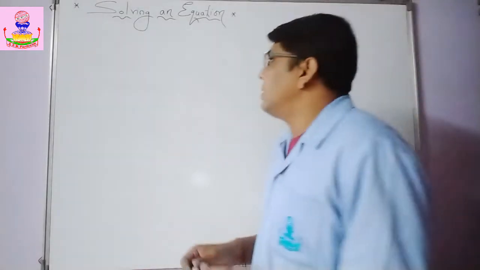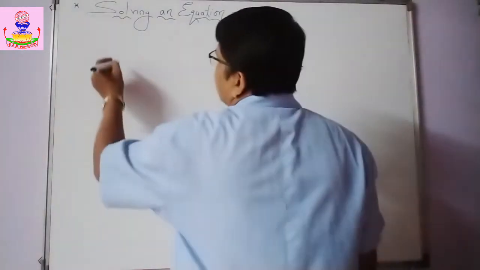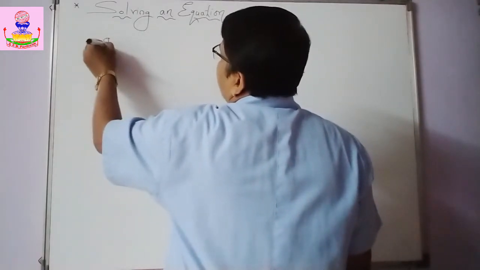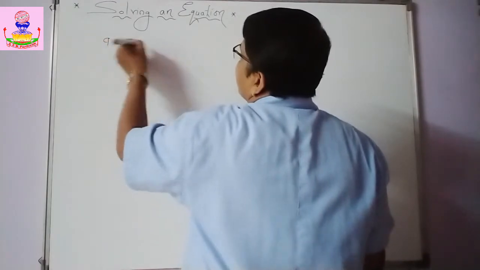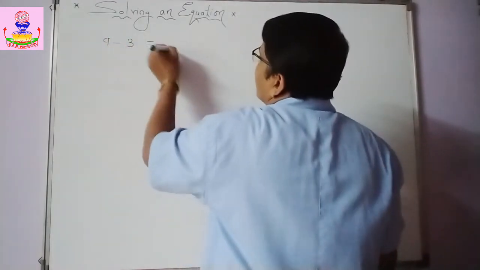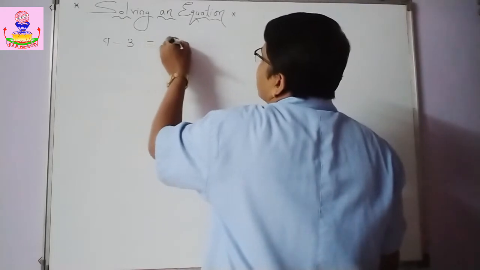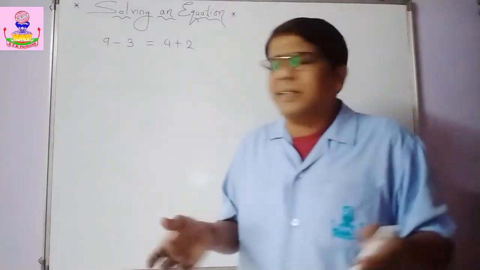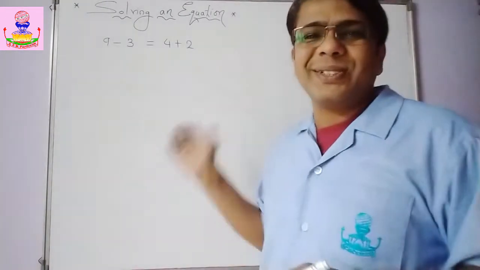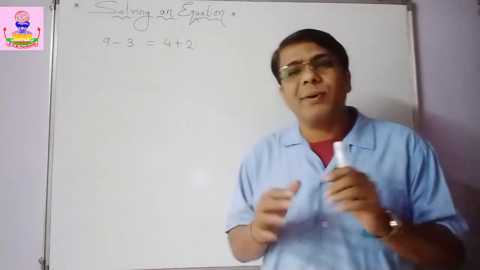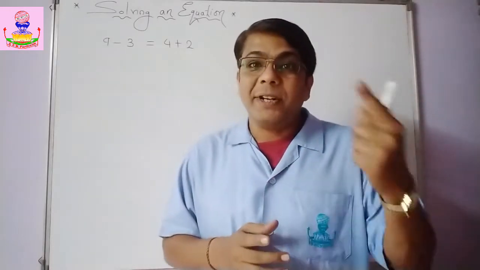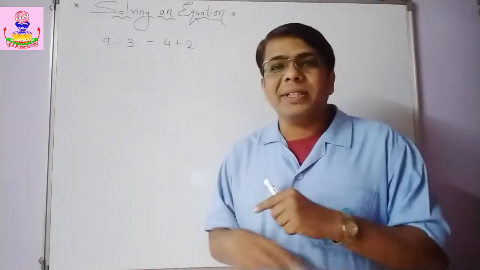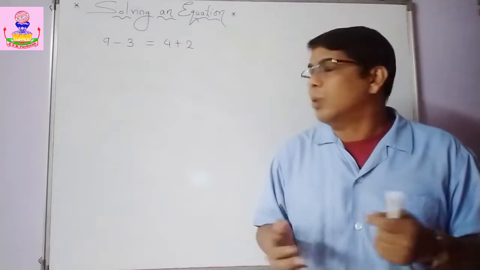So we know equality, right? For example, suppose 9 minus 3 is equivalent to 4 plus 2. Is this an equality? Check it. 9 minus 3, 6. 4 plus 2, 6. This is an equality. When left hand side is exactly equal to right hand side and all are numbers, then it is called the equality that we know.